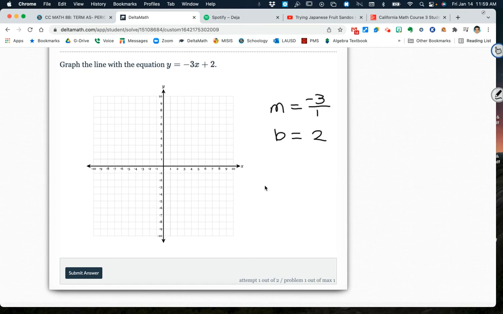Let's use that to graph. We'll go to our starting point, which is positive 2, right there. And then we have to do negative 3 over 1. Down 3, and to the right 1, right there.